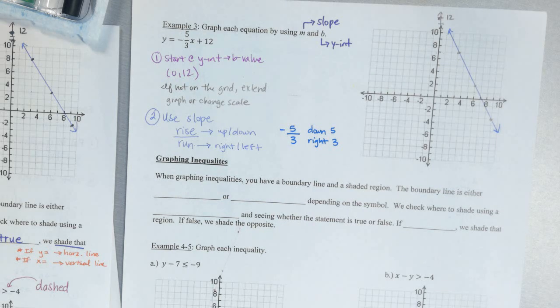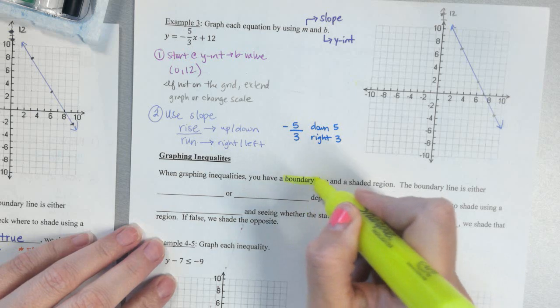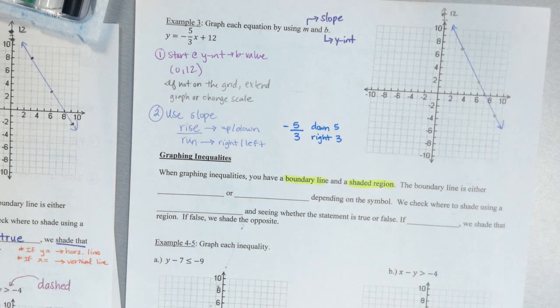Okay, so we're going to use that in our next example as well. So when you're graphing inequalities, you really are going to start by graphing those lines. So you have what's called a boundary line and then a shaded region. The boundary line can either be solid or dashed. I think some of you, did some of you talk about like the boundary line is open or closed? Does that ring a bell from earlier years?